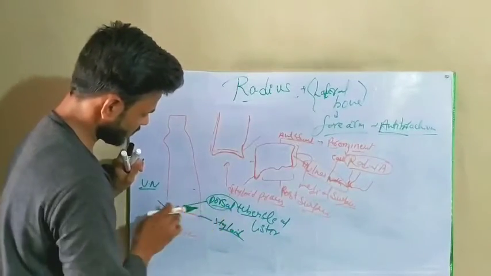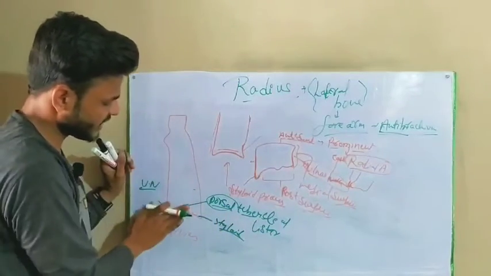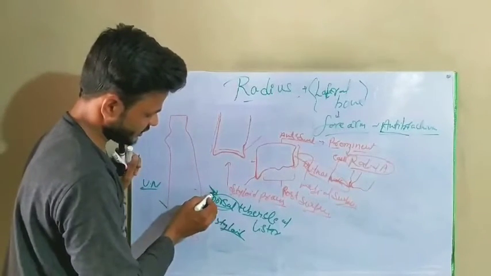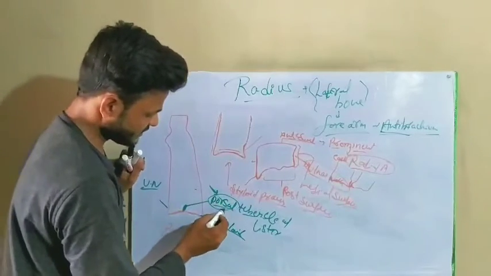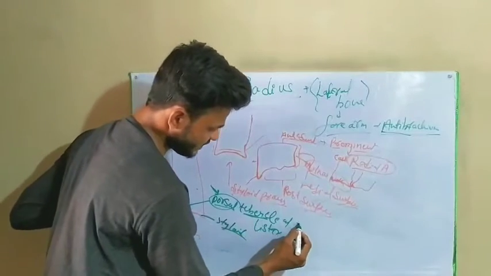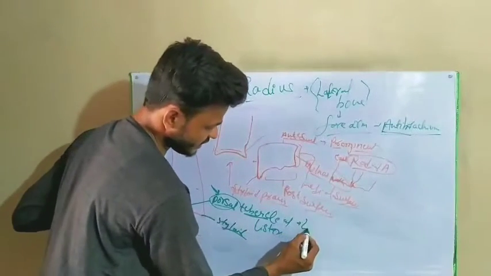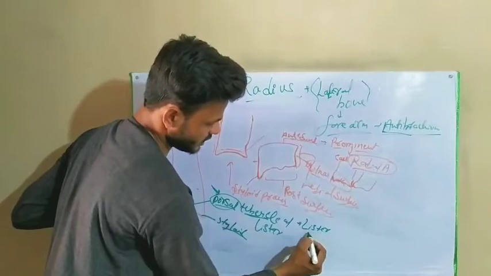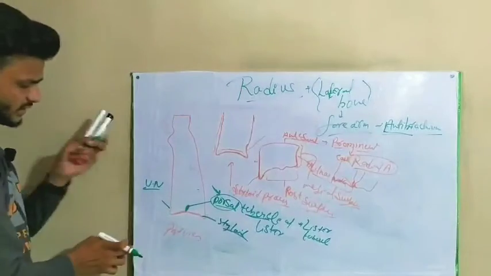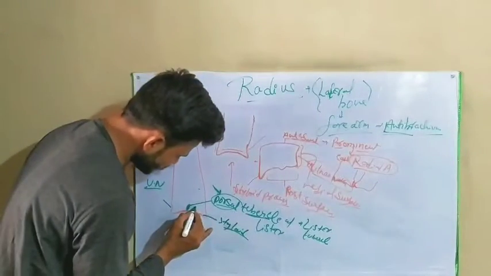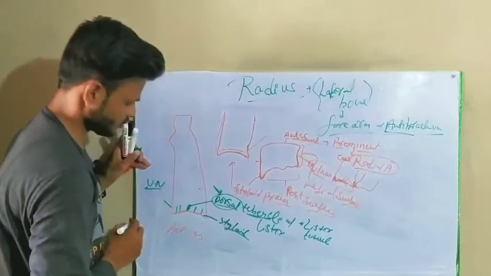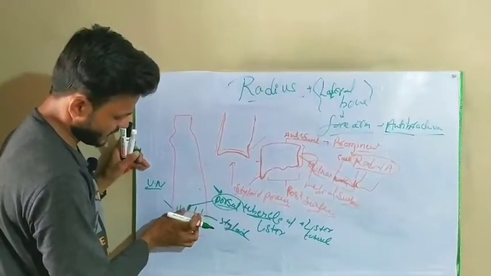Why is it called dorsal? Because it is situated on the posterior side, and in anatomical language, posterior is also called dorsal. That's why it is called the dorsal tubercle of Lister, also called the Lister tubercle. And on the posterior surface there are also grooves. This is one groove, this is another, and so on, four grooves.